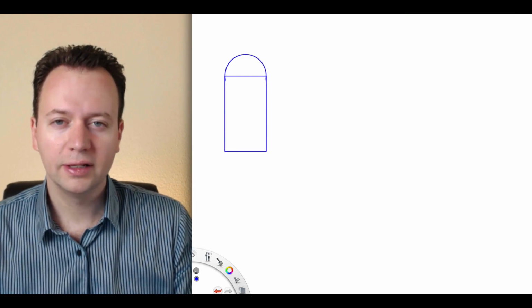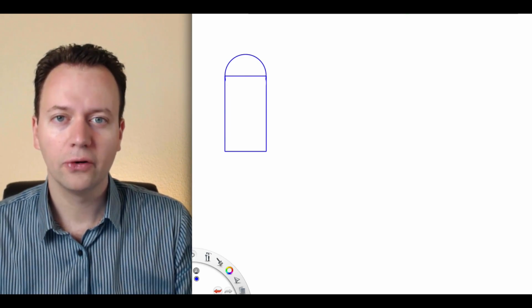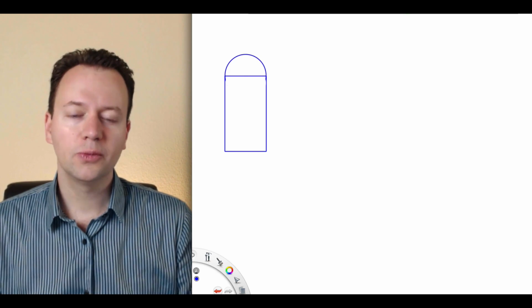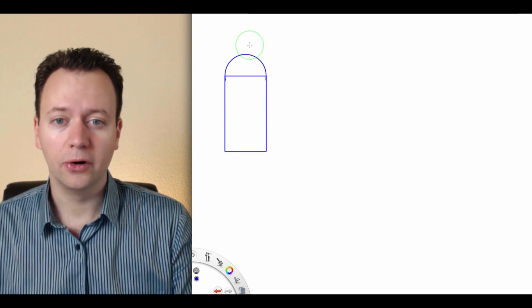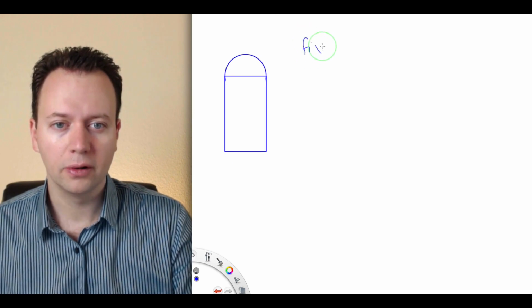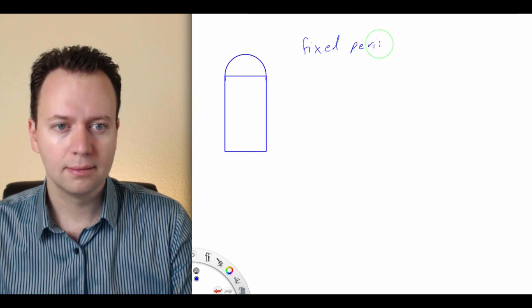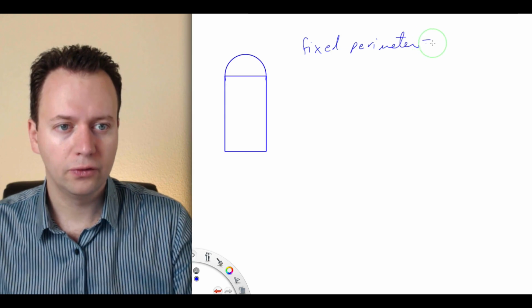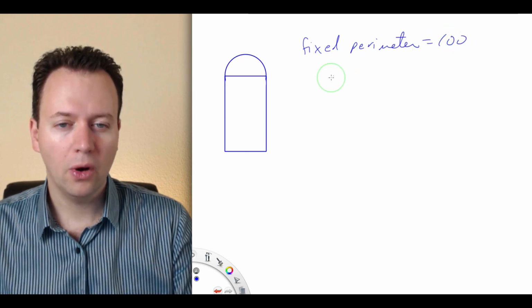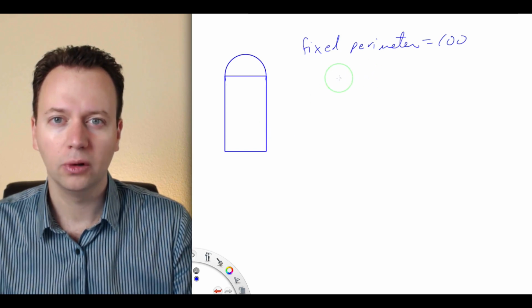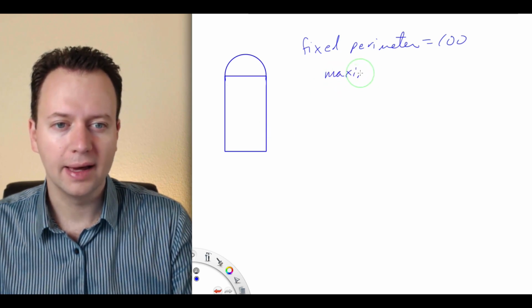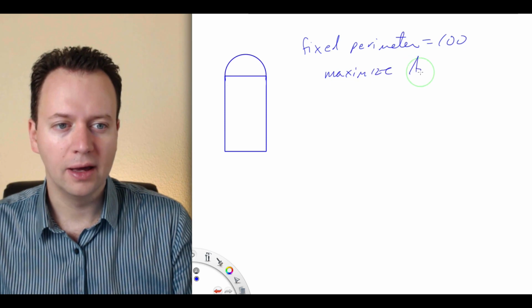So in this video, we're going to take another look at another optimization problem. In this problem, we're going to construct a glass window with a fixed perimeter. So let's say that we have a fixed perimeter of 100, and we want to construct a window that has the maximum possible area. So we want to maximize the resulting area of this window.